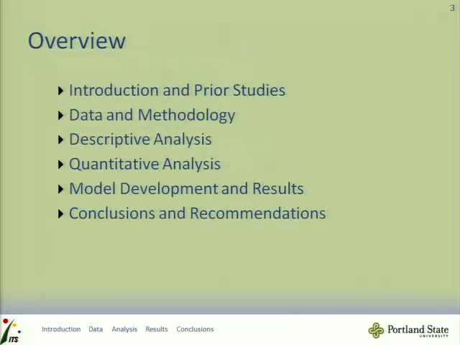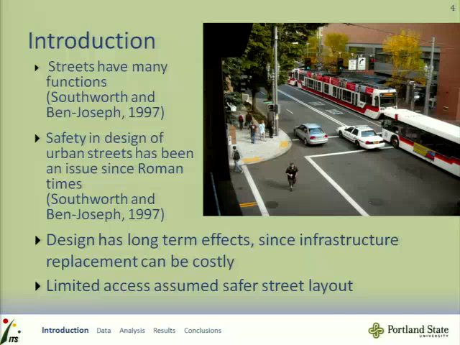An overview today, I'm going to go through an introduction, data, descriptive and quantitative analysis, the model building description and results, and go through conclusions and recommendations. Now, streets have many users and many functions. We have safety as a primary concern, though, because transportation is the main function of streets. Safety and design and layout of streets goes back as far as Roman times. Design has very long-term effects because once the infrastructure is in place, it's very unlikely to be replaced, or if it were replaced, it would be rather costly.